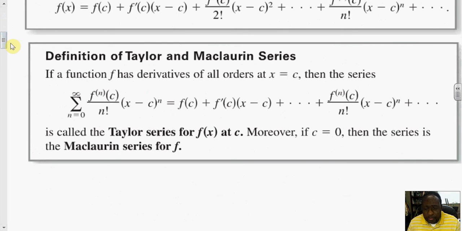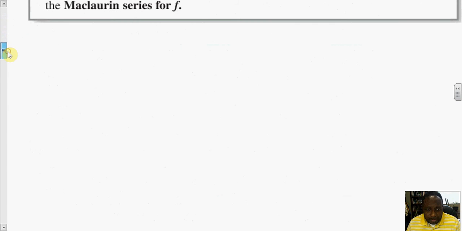The definition of Taylor and Maclaurin series: if f is a function that has derivatives of all orders at x equal to c, then the series here is said to represent the Taylor series for f of x centered at c. If c is equal to 0, then the series, as you recall, is called the Maclaurin series. What I want to do is to build some basic series based on Taylor and Maclaurin.